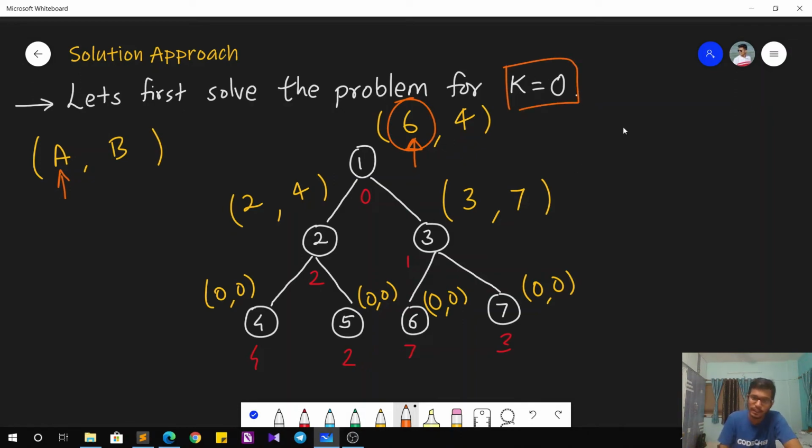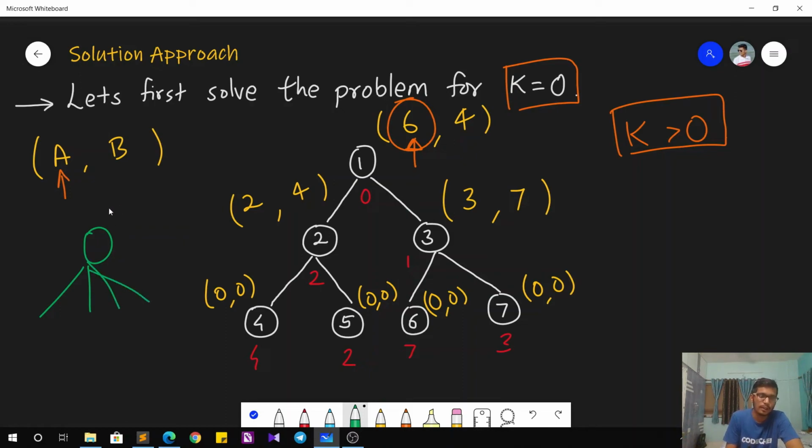What if k is non-zero, that is k is greater than 0? To be honest, the value of k really doesn't matter in this question. You might be surprised, but this is actually the case. Why? Now you can hear my argument for the same. Say you are at some particular node, okay? This is some particular node and there are some children, okay? Alice is having the current turn, okay? The marker is over here and Alice is going to play the current turn.